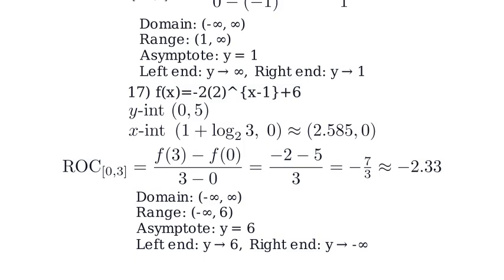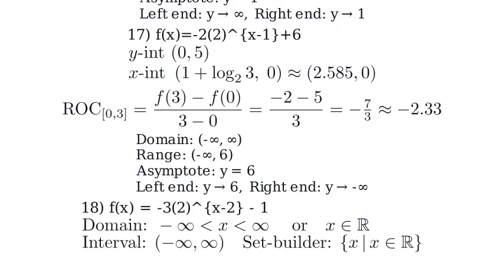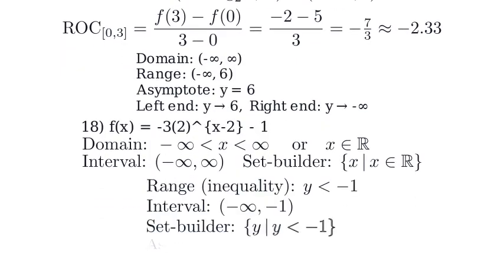Problem 18. F of x equals negative 3 times 2 to the x minus 2 minus 1. We state domain and range in 3 notations. Domain, all real numbers. As inequalities, we can write negative infinity less than x less than infinity. Range, outputs are below -1. As inequalities, y is less than -1. Interval notation is open from negative infinity to -1. Set builder is left brace, y such that y is less than -1, right brace.